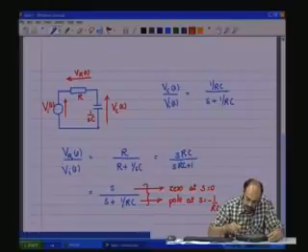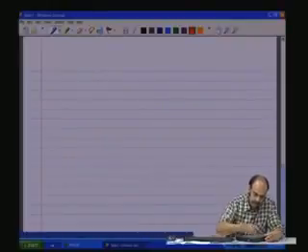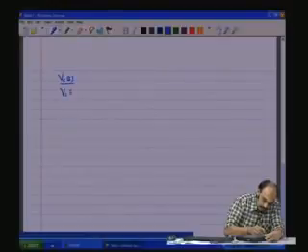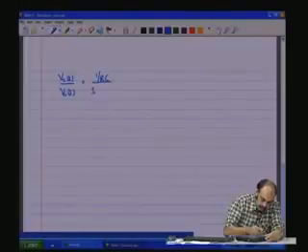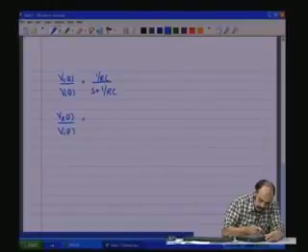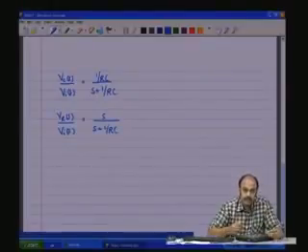Now, these two transfer functions for this circuit, that is VC(S) by VI(S), which is equal to 1 by RC by S plus 1 by RC, and VR(S) by VI(S), which is equal to S by S plus 1 by RC. These are the two transfer functions that we just obtained.